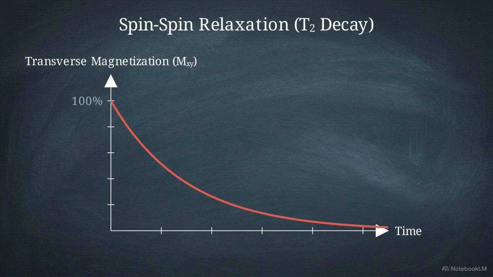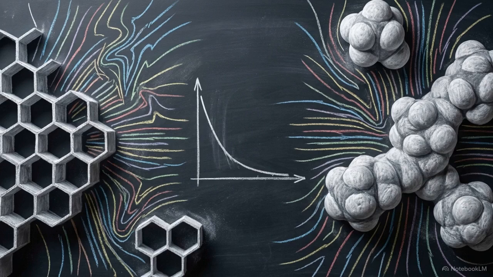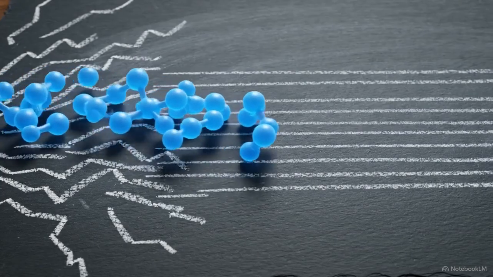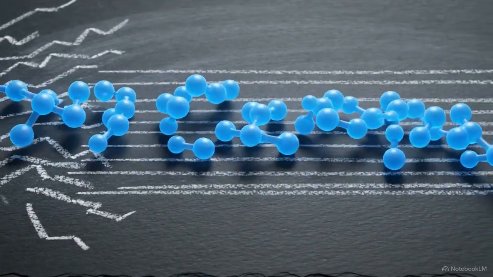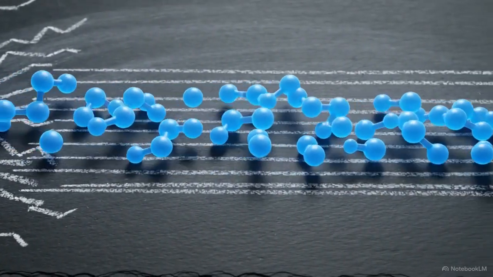The constant we use to measure this transverse decay is T2. T2 is the precise duration required for the transverse magnetization to drop down to 37% of its starting value. Molecular structure plays a role too. Rigid solids and large fat molecules create severe local magnetic variations, forcing rapid dephasing and a short T2. Water is in constant rapid motion. This movement physically smooths out the local magnetic variations, sustaining phase coherence for a very long T2.